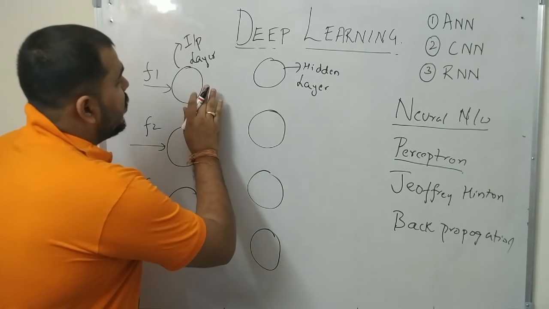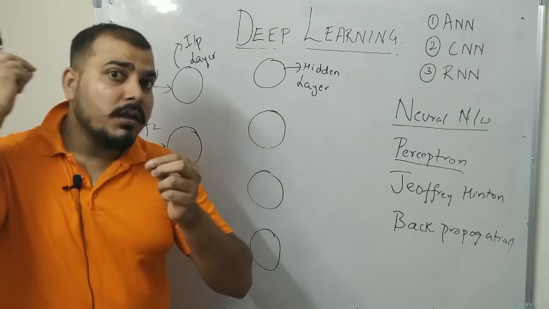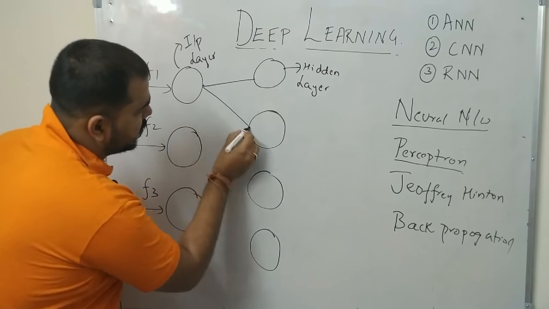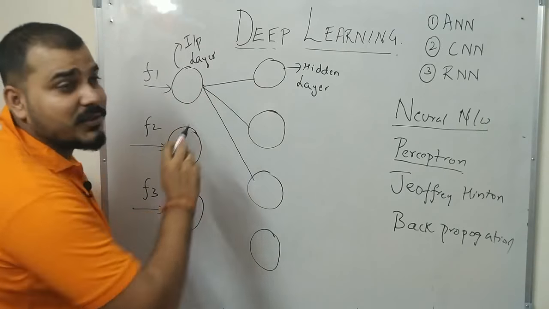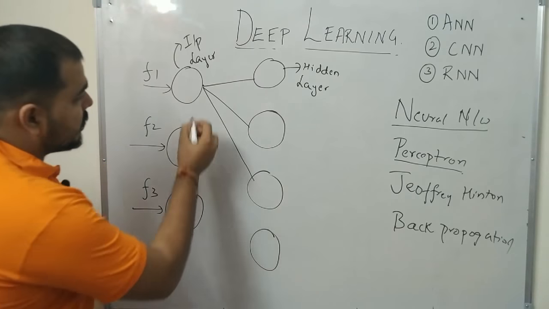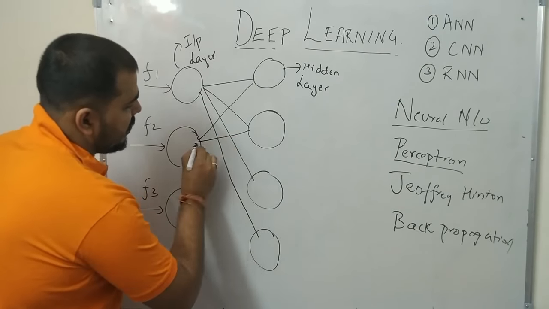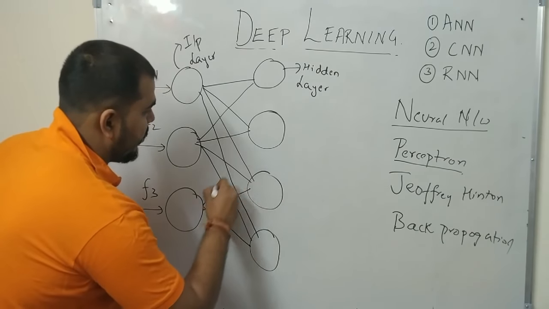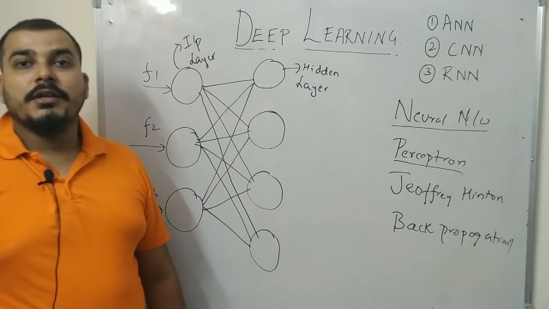Then remember, as the features pass through my eyes, they go through all the neurons, right? They get passed through all the neurons. So these features will get passed to all the neurons. And this particular line is very important, guys, because I'll explain what this line actually specifies. Everything will be explained as we go ahead with this playlist. So this information passes through all the neurons in the hidden layer.